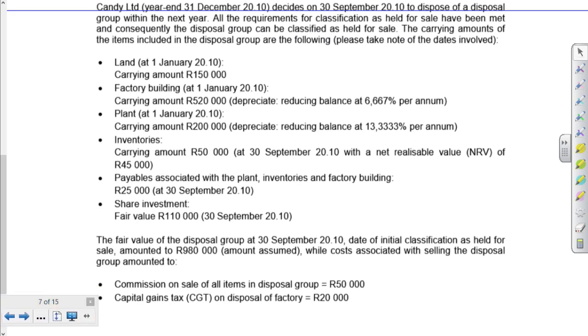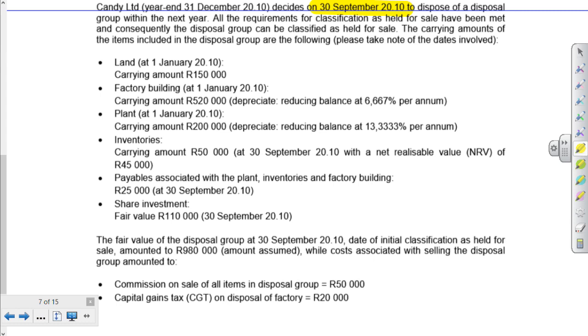It says, Candy decided to dispose of a disposal group within the next year, and the decision was taken at, the criteria date is, 30 September 2010. All the requirements have been met, and consequently the group is classified as held for sale. The carrying amounts of the items included are as follows. Land at 1 January, at beginning of year, carrying amount 150. Building at 1 January, carrying amount 520. We need to depreciate it for 9 months.